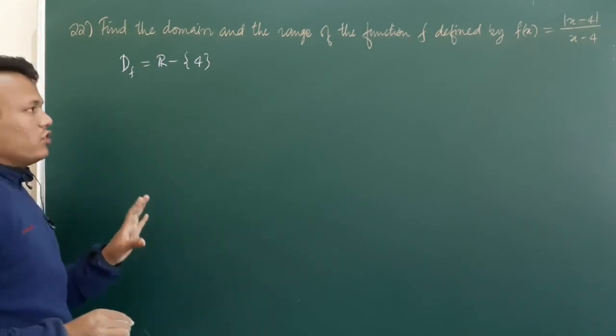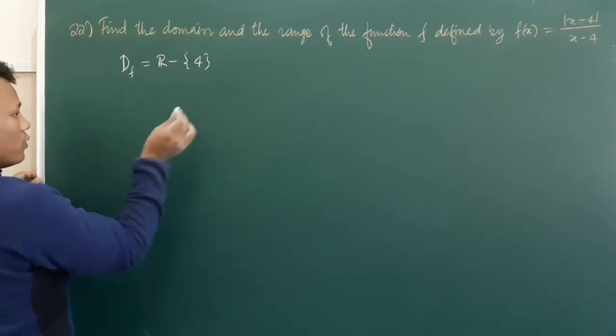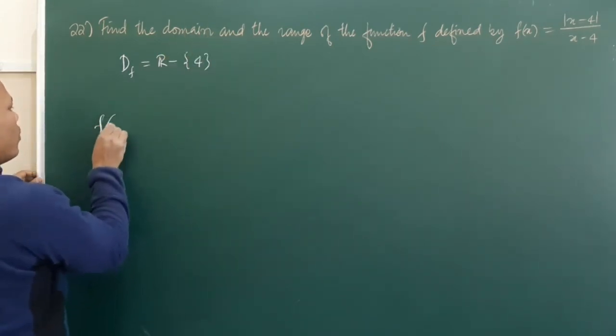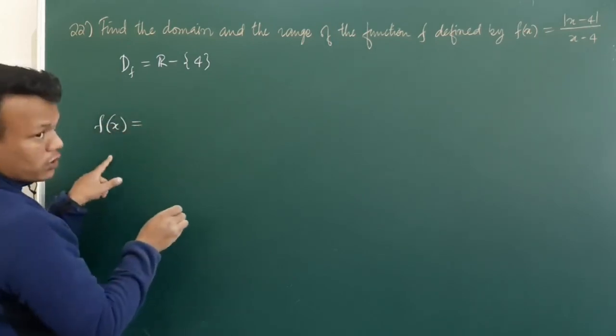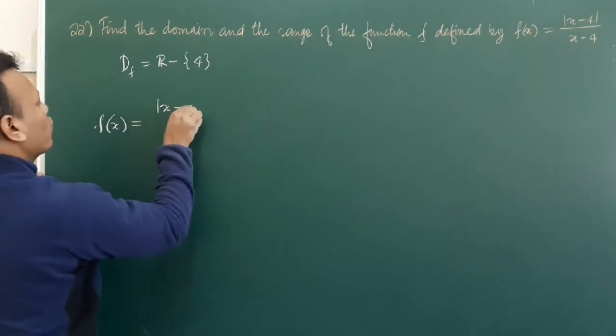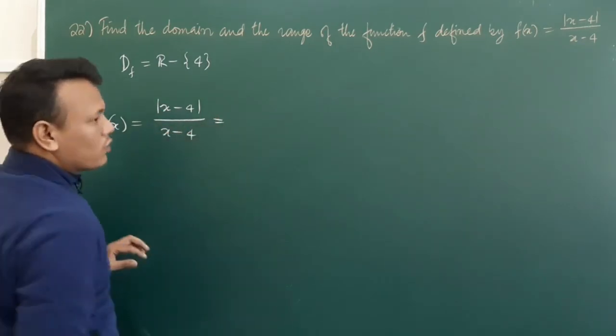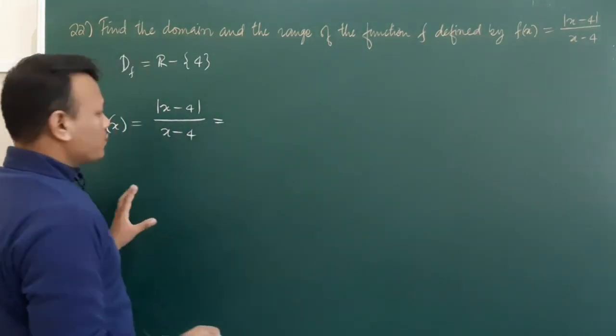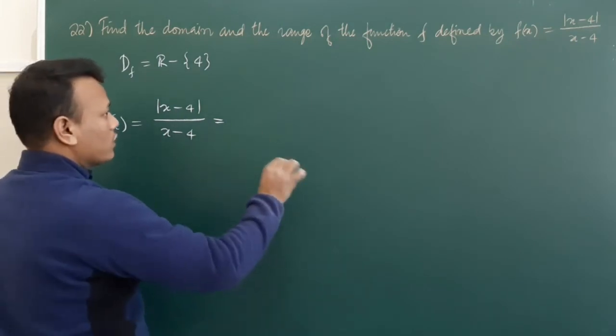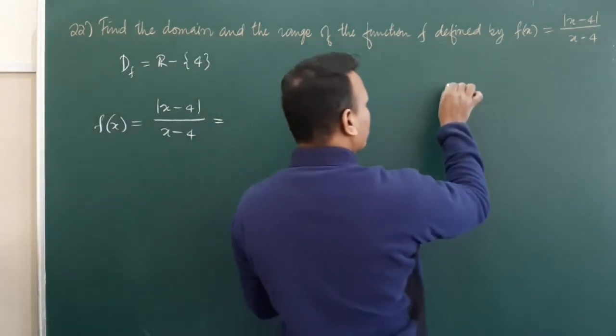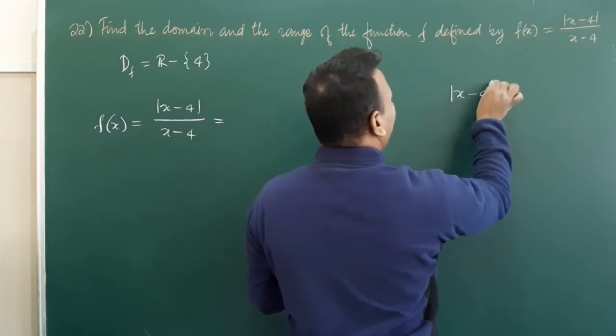Now let's find the range. Again let me make use of the modulus formula. So mod of this is equal to mod of (x minus 4) by (x minus 4). Alright, so let's observe here. Let me define this function as x minus a.